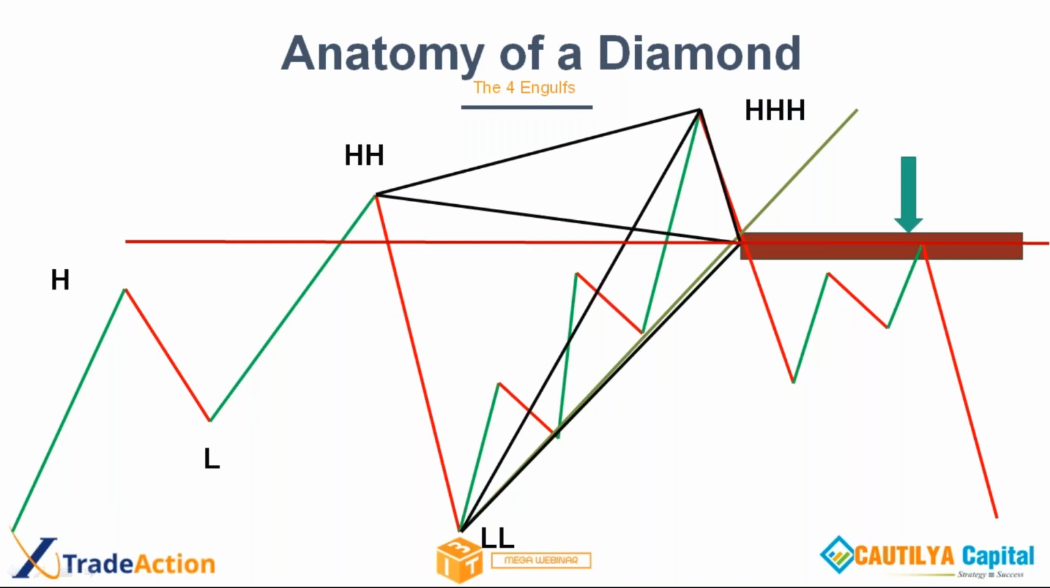So in simple words, diamond is an engulf of a Quasimodo. If Quasimodo breaks, a diamond can be formed. And in case of a diamond, there are four engulfs. One is the high engulf, the low engulf, higher high engulf, and the trend line engulf.